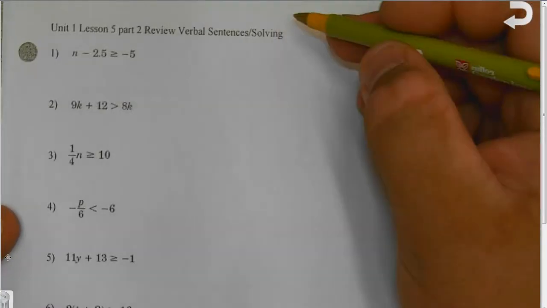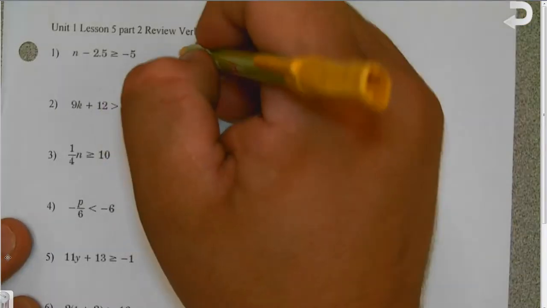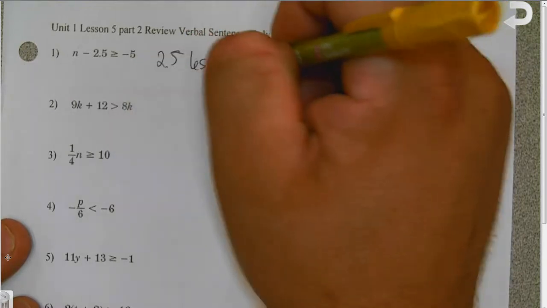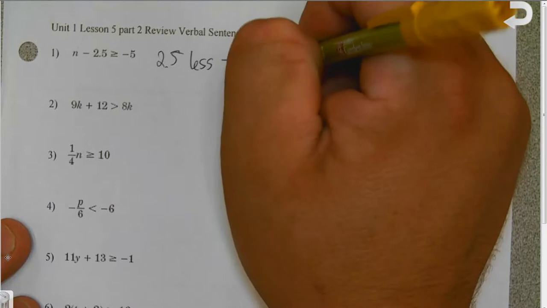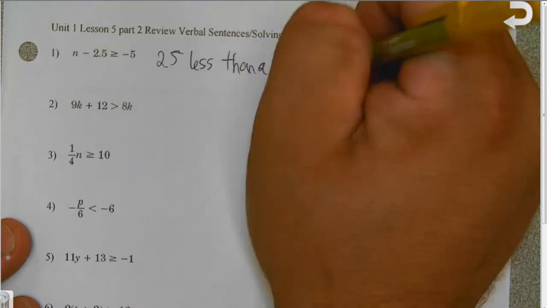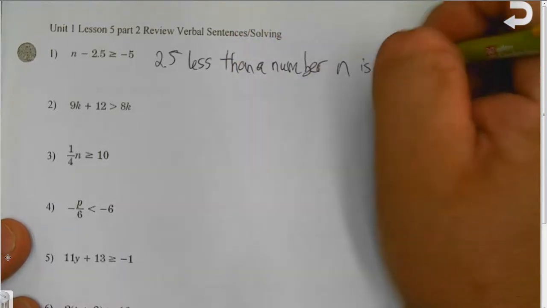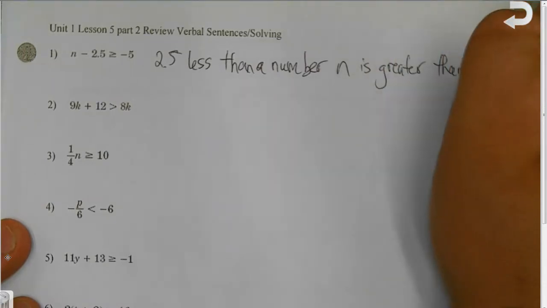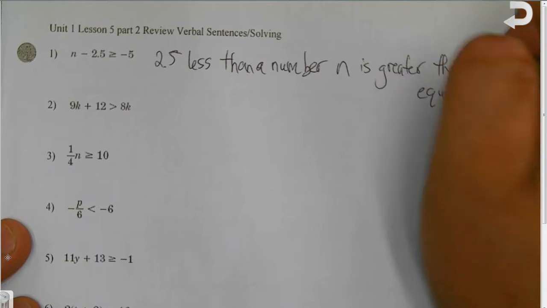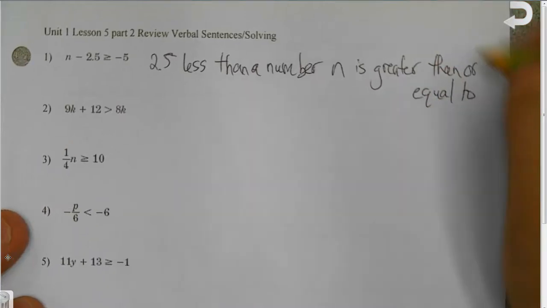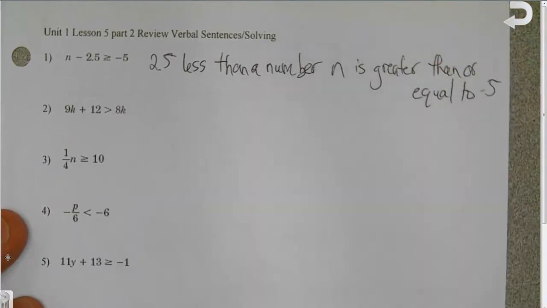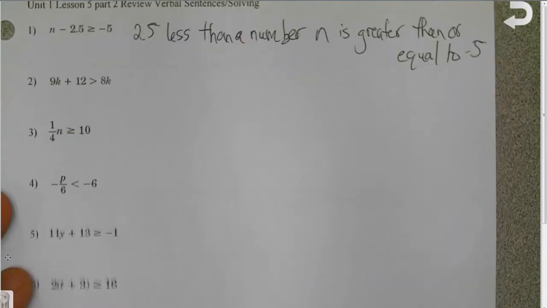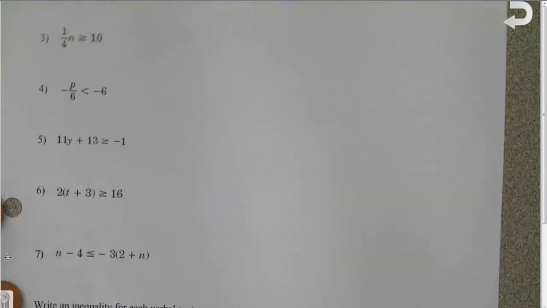So, if I'm going to do number 1, I'm going to say 2.5 less than a number n is greater than or equal to negative 5. Or I could say is at least negative 5. Go ahead and finish 2 through 7.